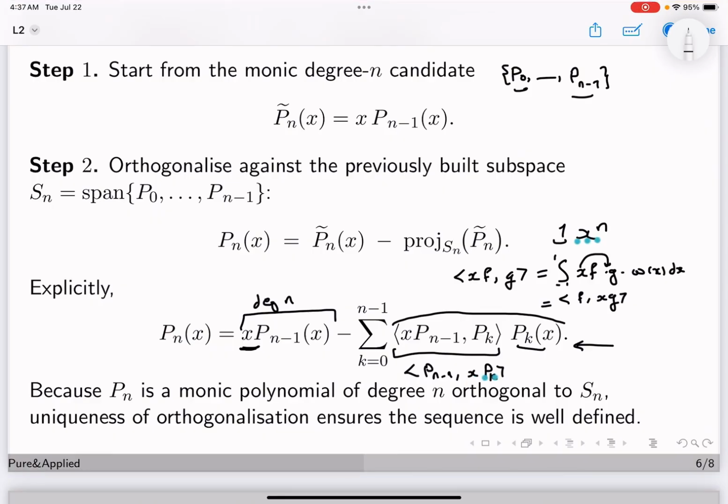And what's interesting about this is that we already know that Pn minus 1 is orthogonal to every polynomial of degree less than n minus 1. Okay, so Pn minus 1 is of degree n minus 1, and hence it's orthogonal to every polynomial of degree less than n minus 1, because it comes from this orthogonal set, right? And particularly, whenever this has degree less than n minus 1, then this will be 0, right? So this is 0.